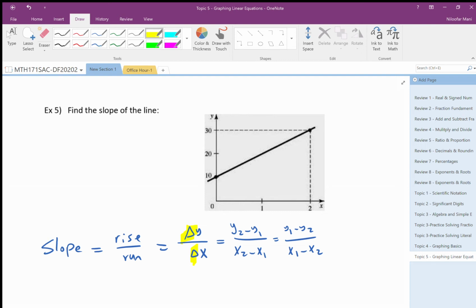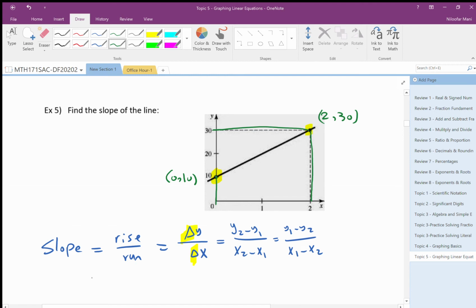I said I can use any 2 points, but when I give you something like this, you have to make sure to use points where you are sure about the x coordinate and y coordinate. I do not use any 2 points unless I am sure about the x and y coordinates. So I use this and this. This one is (0, 10). This one is (2, 30). I know this and this.